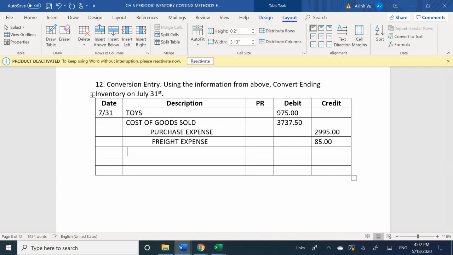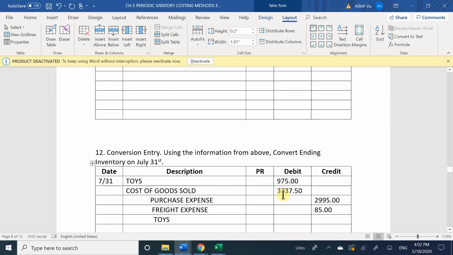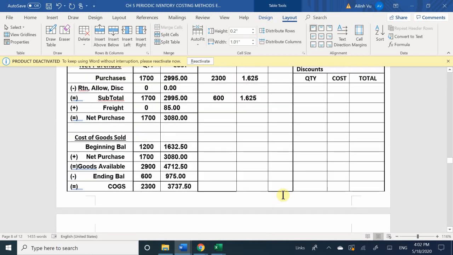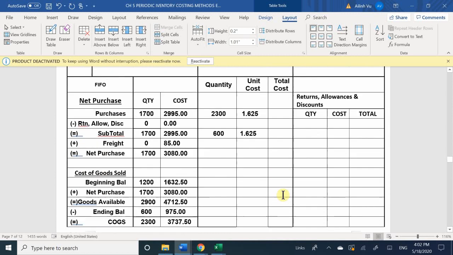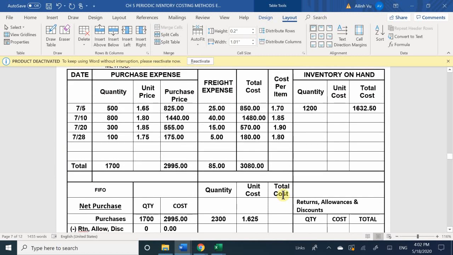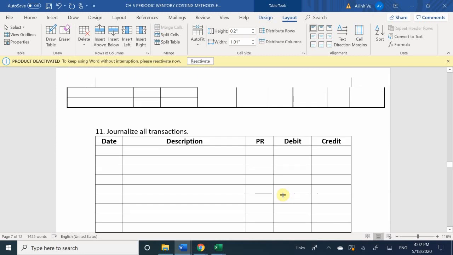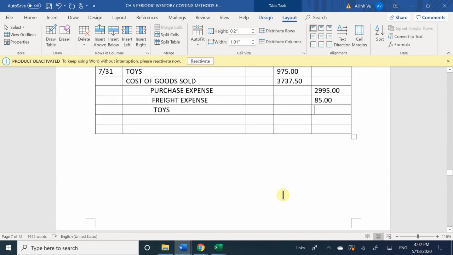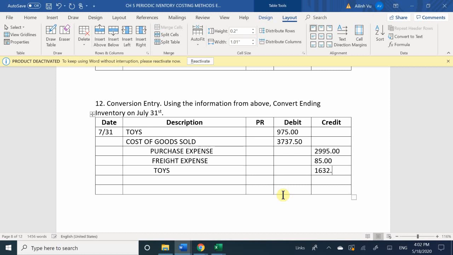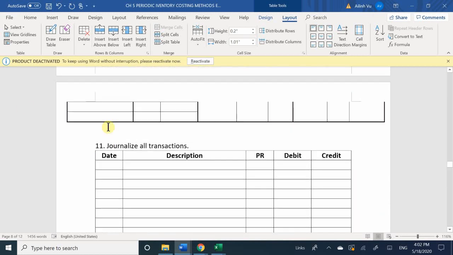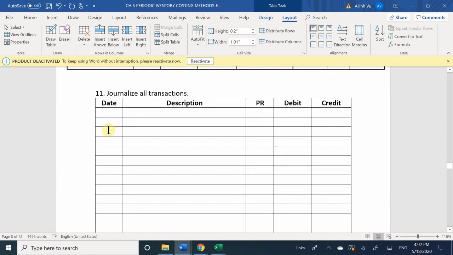No, there's a beginning inventory. We need to recognize beginning inventory, which is what? Do you guys remember? $1,032.50. Let me scroll up, and yes, $1,632.50 is going to be our answer. All right. So again, if you were to journalize this, it should be identical. Nothing gets affected at all.